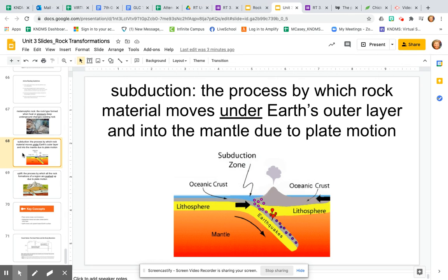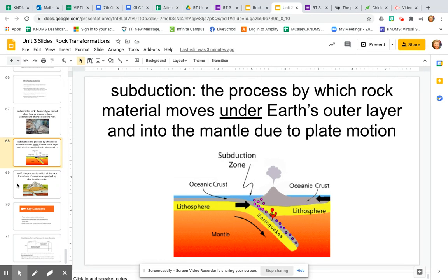Then, how metamorphic rock gets that heat and pressure is through this term called subduction. That was a new term, and you're going to want to pause and add this onto page 14 of your science notebook. Subduction is the process by which rock material moves under the Earth's outer layer and into the mantle due to plate motion. So that's how rock gets moved into the Earth's interior due to those different plate motions that we're talking about in that first unit that we studied in science this year.